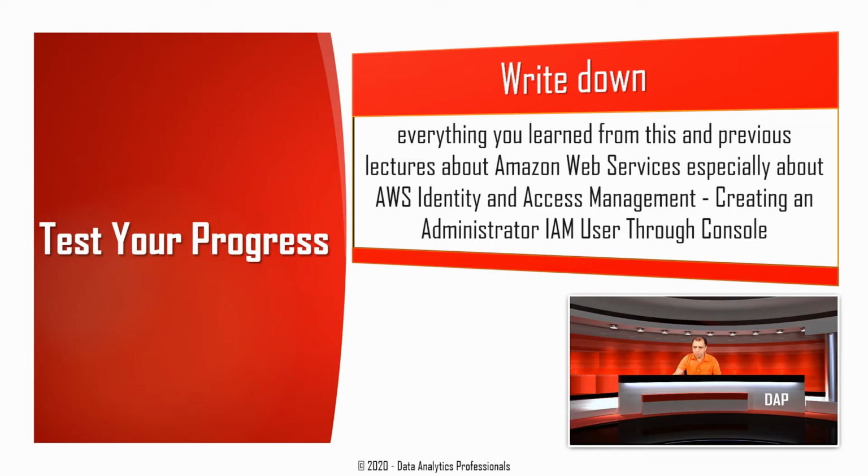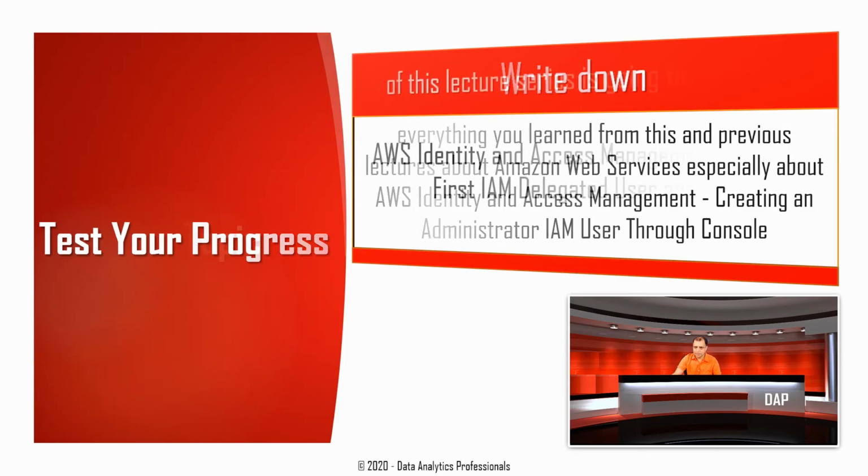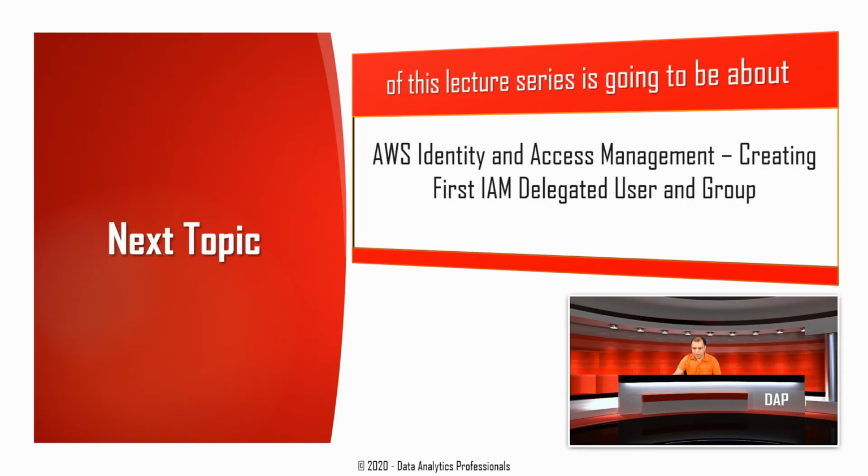Now here is the time when I request all of you to test your progress. Write down everything you learned from this and previous lectures about AWS, especially about identity and access management. In this lecture you learned creating an administrator IAM user through the console, so try to create other users, and see if you learned, or at least watch this lecture a few times so that you really comprehend the process. For those who liked and wish to continue in this series, the next topic is going to be about creating the first IAM delegated user and group. And that we will do again through IAM.